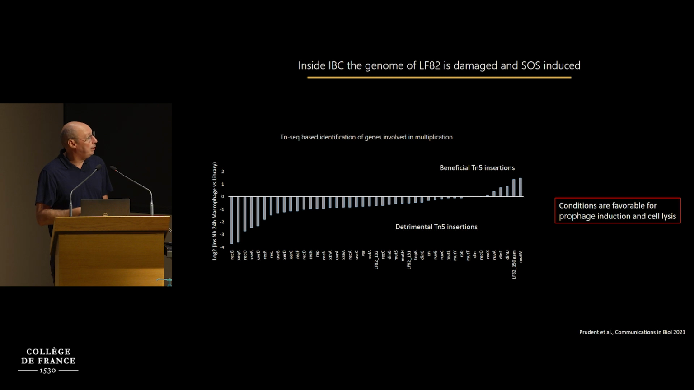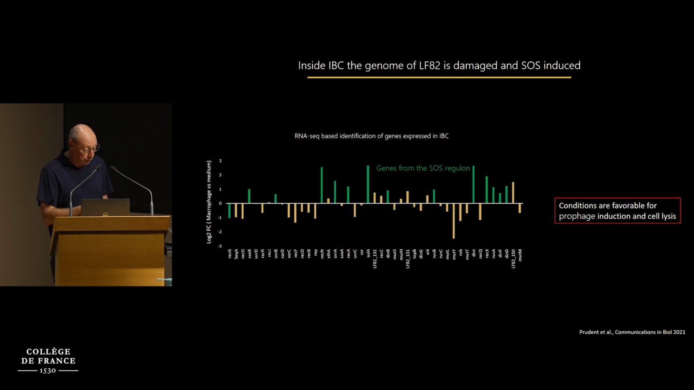All these genes that are involved in DNA repair are essential for the survival of the bacteria in the macrophage. So you need DNA repair in this condition to form the community, and you induce all the genes from the SOS response regulon. So this is RNA-seq data now, suggesting that, yes, the conditions are met to induce the prophage.